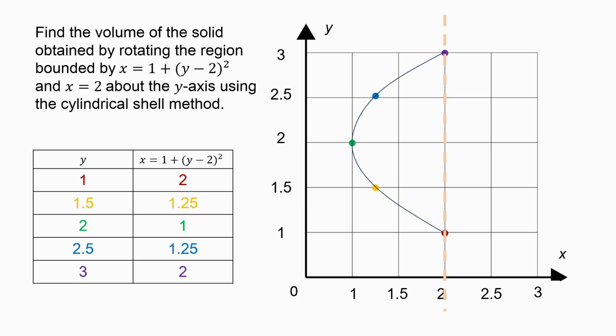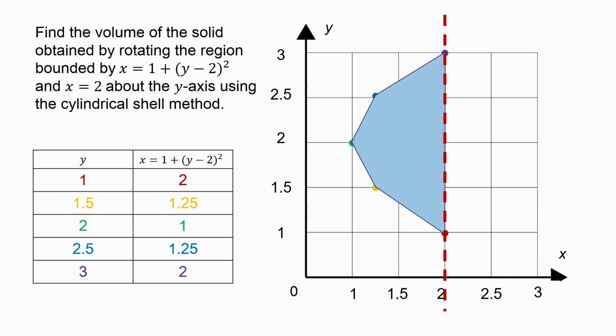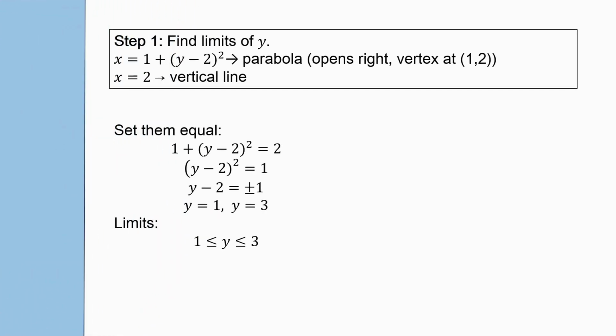We also graph the vertical line x equals 2, which serves as the right boundary of the region. After plotting the curves, we shade the region enclosed between the parabola x equals 1 plus the square of y minus 2 and the line x equals 2. This shaded region represents the area that will be revolved about the y-axis to form a three-dimensional solid. Now that we have visualized the region, we can start solving for the volume of the solid.